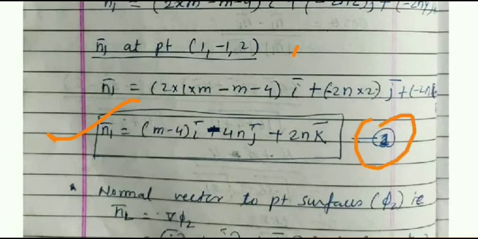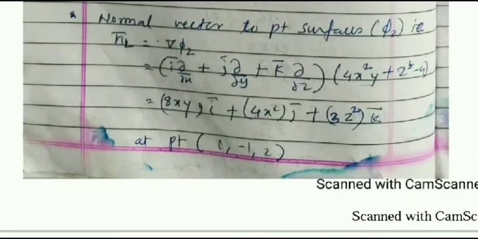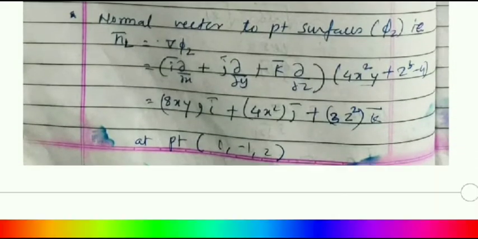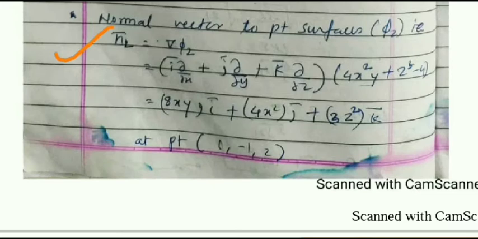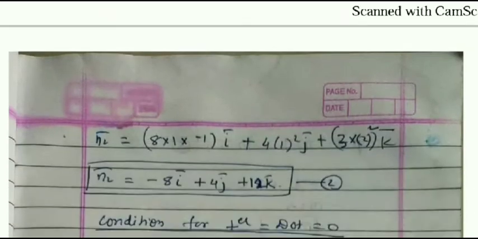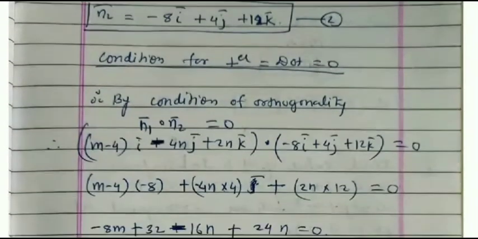We can say this is equation number 1. Next, again find the second normal vector n2 bar. Apply the same procedure: after taking the derivative, put the point, and we get the second normal vector n2 bar, that means minus 8i plus 4j plus 12k. We can say this is equation number 2.